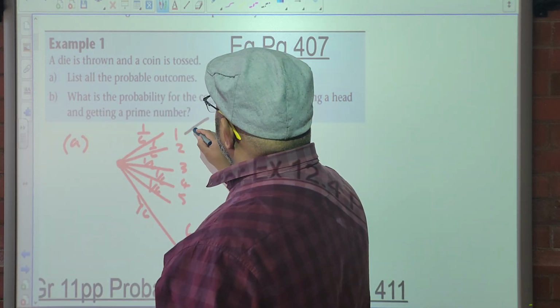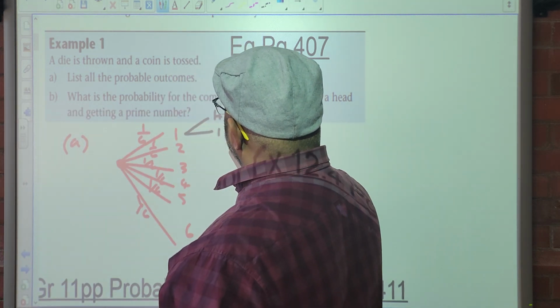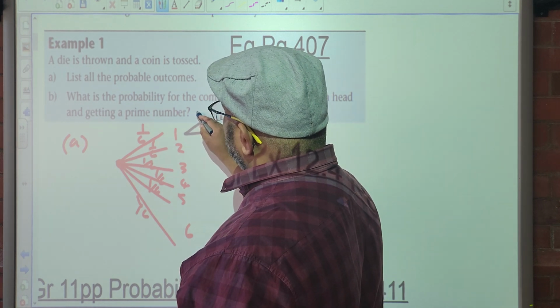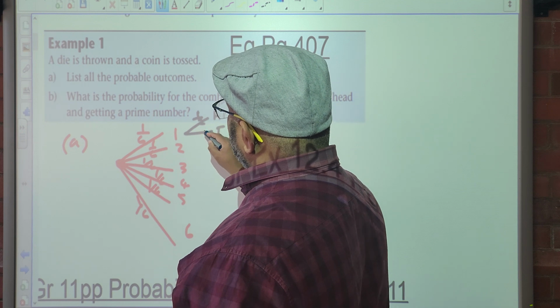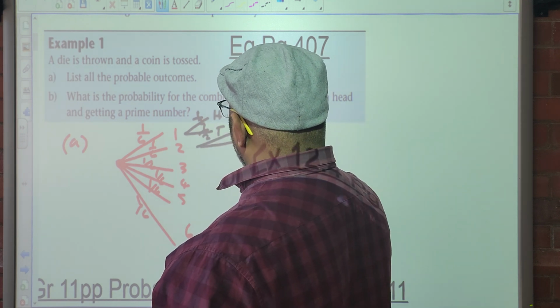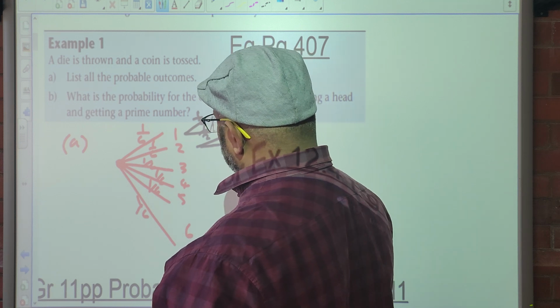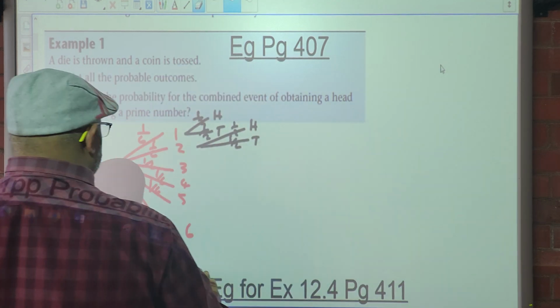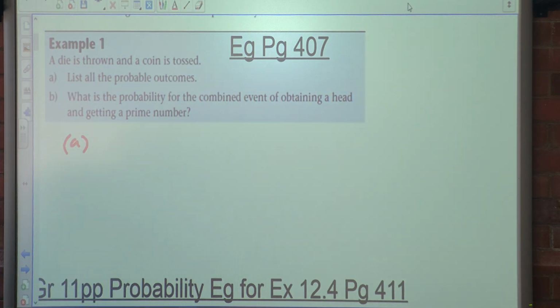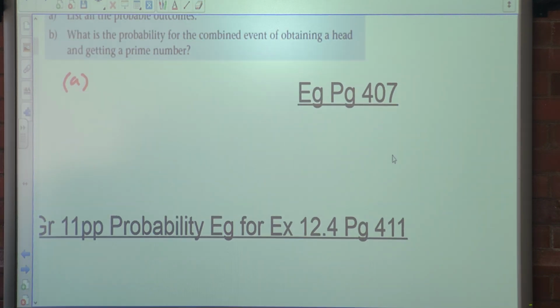The second event is either heads or tails. So what is the probability for the first branch? 1 out of 2 and 1 out of 2. Not so. Heads or tails? 1 out of 2, 1 out of 2. You all agree with that? I'm going to draw it a bit bigger because it seems a bit crammed there. Pull this up a bit.